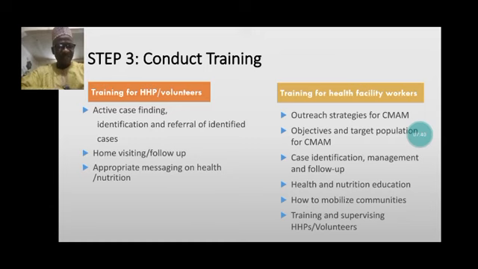Step 3 is conducting training. Training for the health volunteers: they have to be trained on active case finding, identification and referral of identified cases, home visiting, follow-up, and appropriate messaging on health and nutrition. Training for health facility workers, on the other hand, covers outreach strategies for CMAM, objective and target population for CMAM, case identification, management and follow-up, health and nutrition education, and how to mobilize the community.